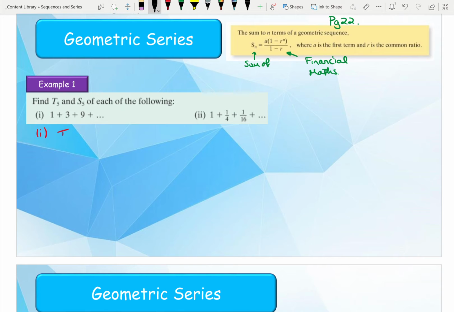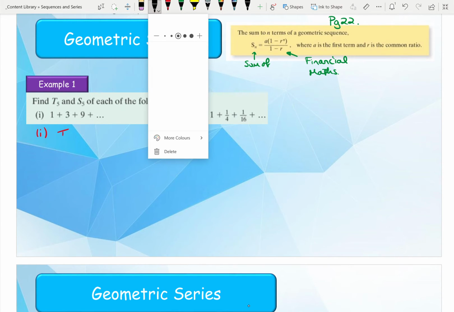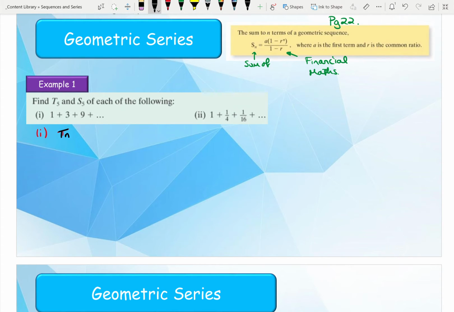To find Tn, we still just use our normal formula here, which is Tn is equal to a r to the power of n minus 1. So T5 would be our first term, which is 1, by our common ratio, which I can see 3 over 1 is 3, to the power of 5 minus 1. So I really have 1 by 3 to the power of 4, and 1 by 3 to the power of 4 gives me 81. Which means my fifth term in the sequence is 81.